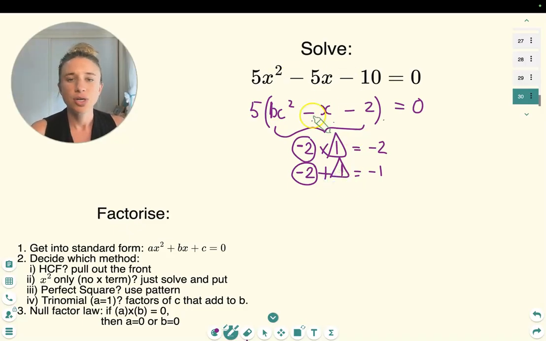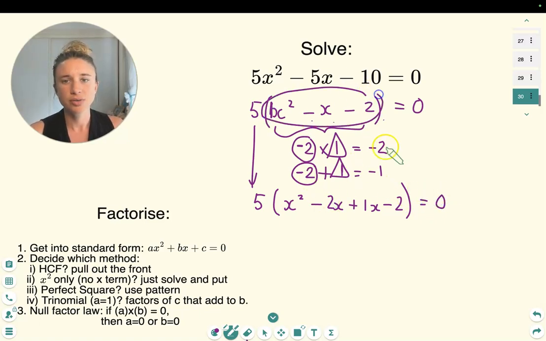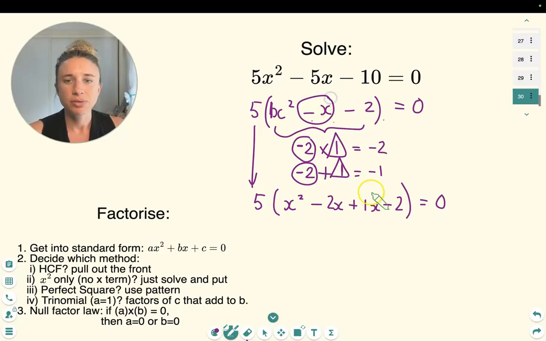Now we are going to split that middle term, but we're just going to write down the 5 straight away. Remember how I said ignore it? We're just going to write it down and focus on factoring this bit. So we've got x squared take 2x plus 1x take 2 equals 0. Just focusing on factorizing that. And that looks good because we're just splitting that middle term, that's all, we're not changing it.